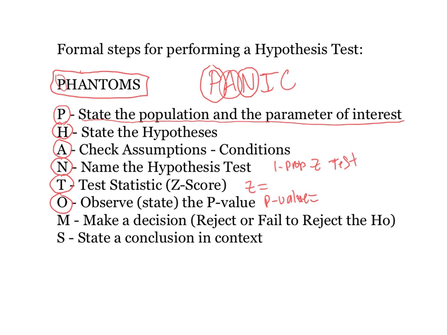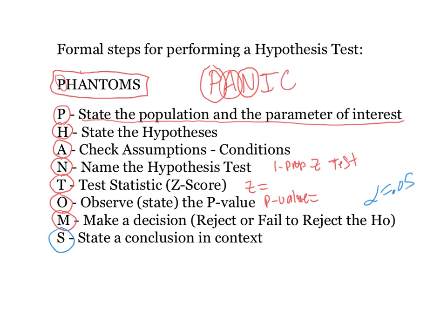Then we're going to make a decision. That's what the M stands for, and that's reject or fail to reject, and that'll be based solely on the value that they tell you for alpha. You'll look at your p-value, you'll look at the alpha, and you'll decide, am I rejecting the null or am I failing to reject the null? And we have to write a sentence where we say our p-value is less than alpha, we reject the null, or our p-value is more than alpha, we fail to reject the null. Like, we have to say that.